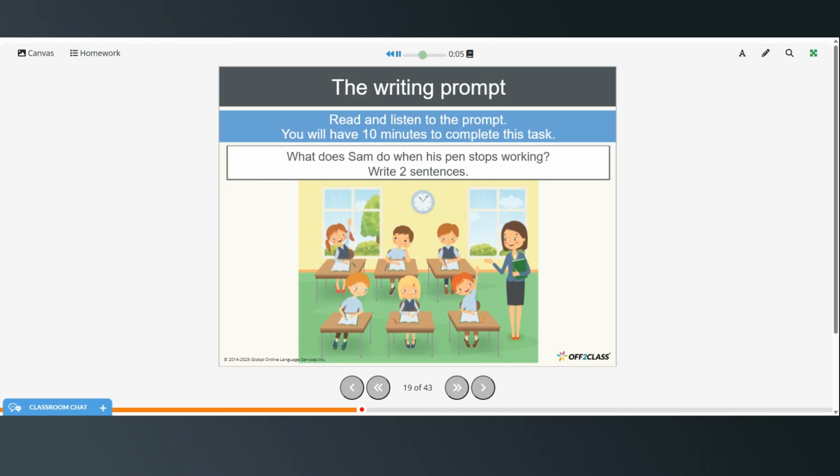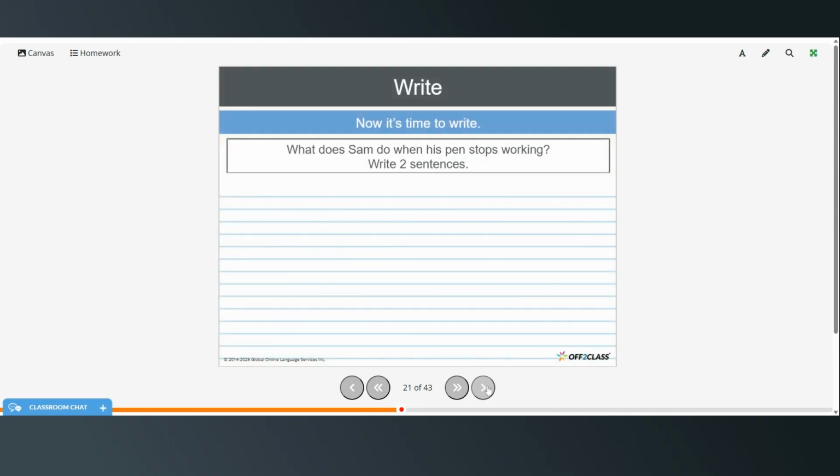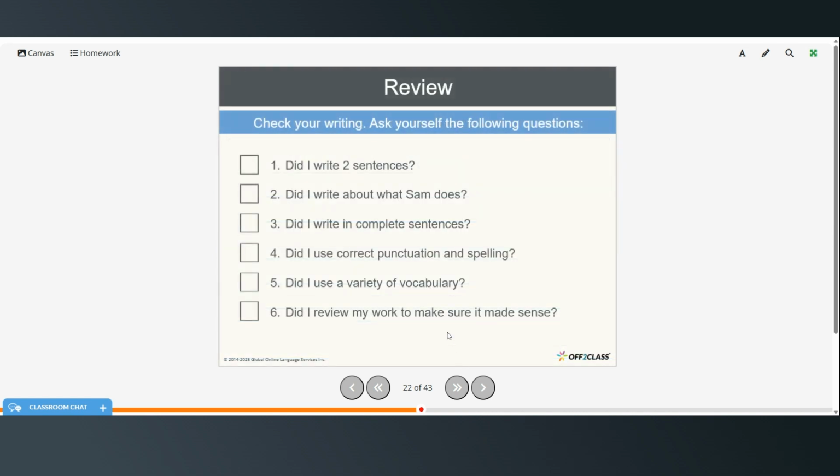What does Sam do when his pen stops working? Write 2 sentences. And you'll have 10 minutes to complete this task. So if you took some notes during the listening, you can refer to those. And then write your 2 sentences. And then check the items on the checklist.